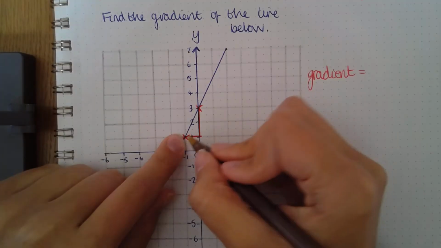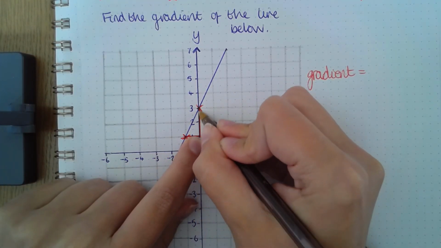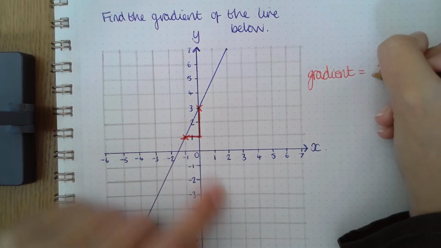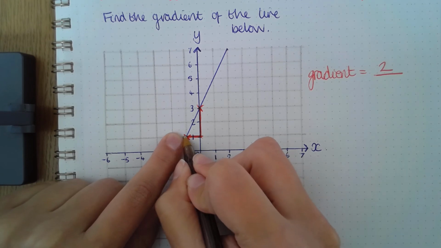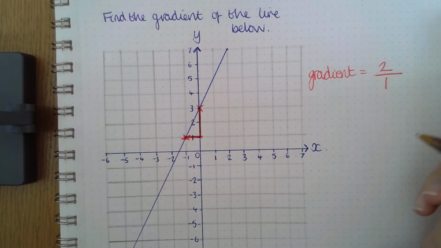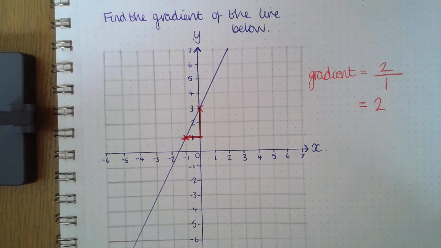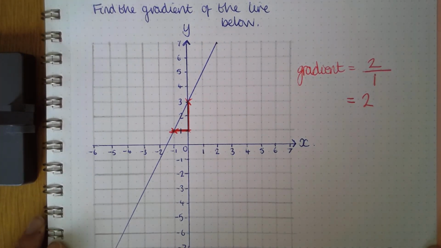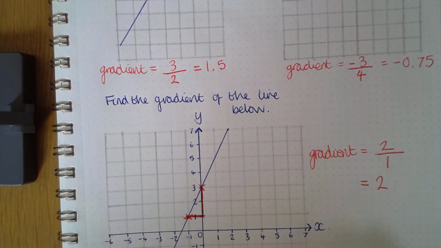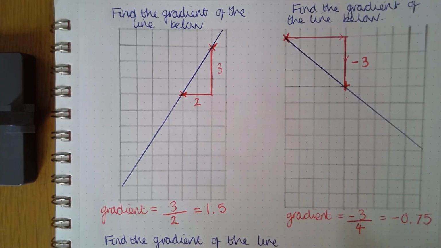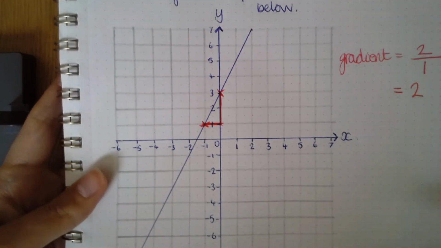So I go along and then up, so it's going to be positive, and it goes up 1, 2 squares, divided by how many did I go along? 1. Only went along 1 square, so it's divided by 1. Well, 2 divided by 1 is just 2. So my gradient of that line is 2. Okay, so just notice that this line is steeper, with a gradient of 2, than this line of 1.5. So we can notice what we mean by gradient.